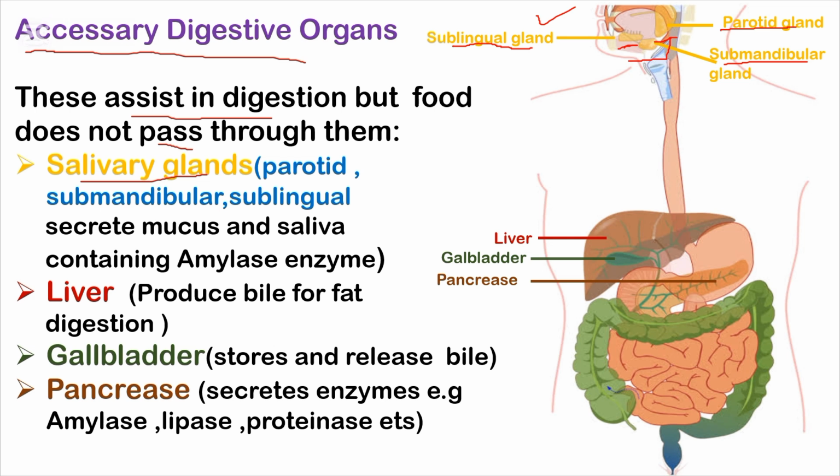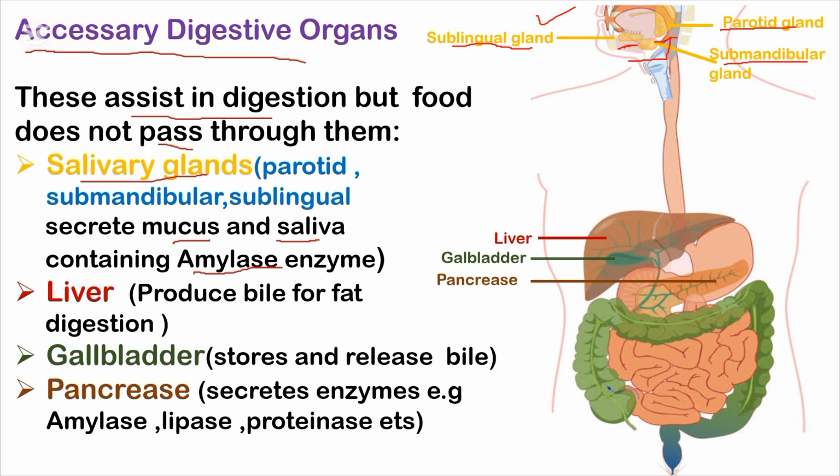So what is the role of these glands in digestion? First of all, they secrete mucus that helps in lubricating and swallowing food. They also secrete saliva that contains an amylase enzyme that helps in digestion of carbohydrates. And this amylase enzyme is called salivary amylase enzyme as it is secreted from the salivary glands.